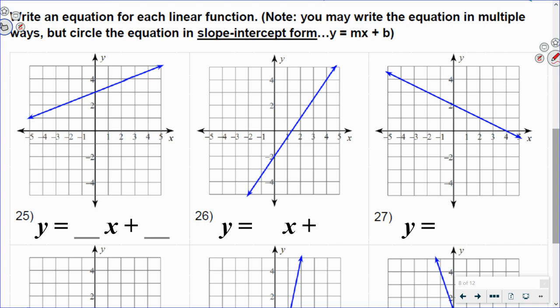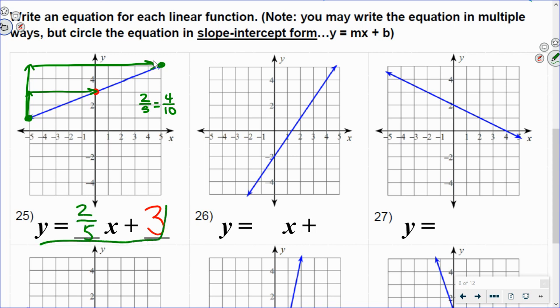So, number 25. If we started that marble and we rolled it down, it would appear that the starting value is +3. Now you may choose any nice point. I see a nice point here. I see a nice point here. And whether you do 2 to 5 or 4 to 10, notice that those are similar triangles because they have proportional slopes. So I'm going to use the simplest form, 2 to 5, and there, ladies and gents, is our equation. Y is equal to -2 to 5x plus 3.